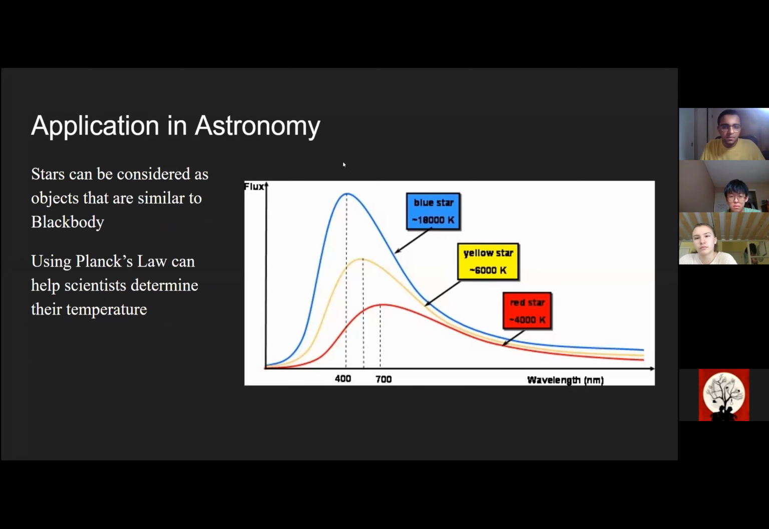So its application in astronomy is that stars can be considered objects that are really similar to black bodies. So Planck's law can help scientists determine stars' temperature using their light. So it's a bit helpful from that perspective.